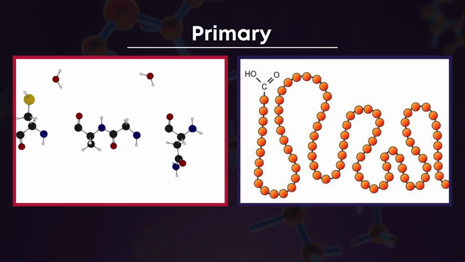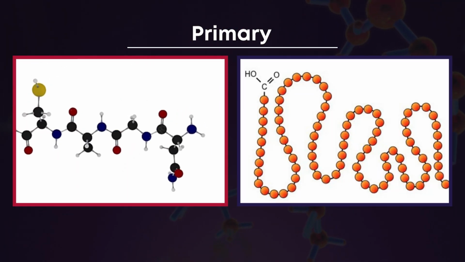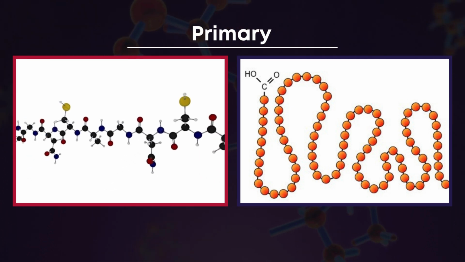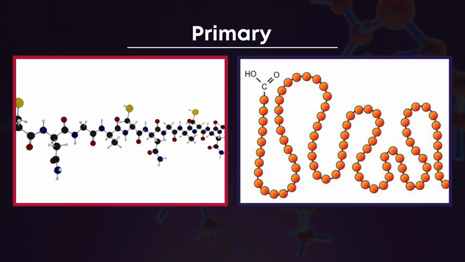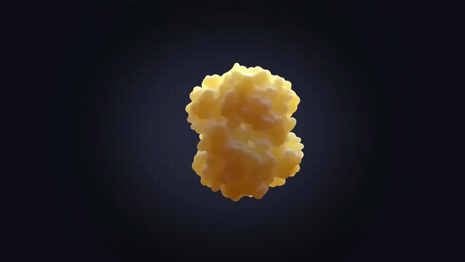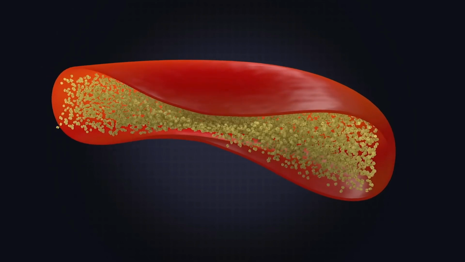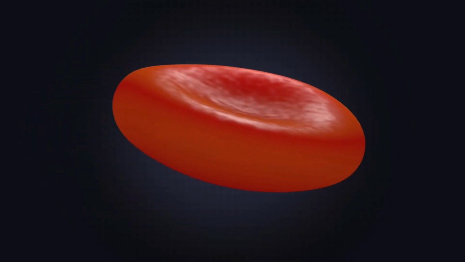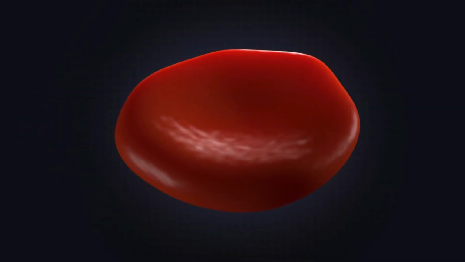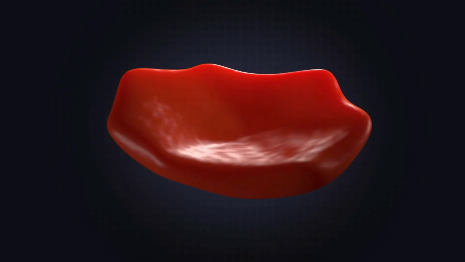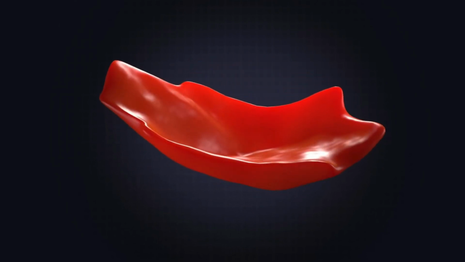The primary structure is the simplest level, a sequence of amino acids connected by peptide bonds. This sequence is dictated by our DNA. Even a small change can have dramatic effects. For example, in sickle cell anemia, just one amino acid is swapped in the hemoglobin protein. This tiny change causes red blood cells to become sickle-shaped, leading to blockages in blood vessels and severe health issues.